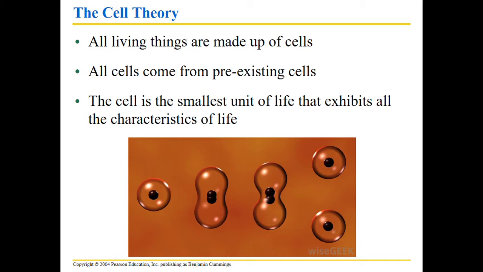So first, let's revisit theories from one of our early lectures. There are three tenets of cell theory. So first one's all living things are made up of cells. All cells come from pre-existing cells, and the cell is the smallest unit of life that exhibits all characteristics of life. So to get new cells, they must divide and make new cells.